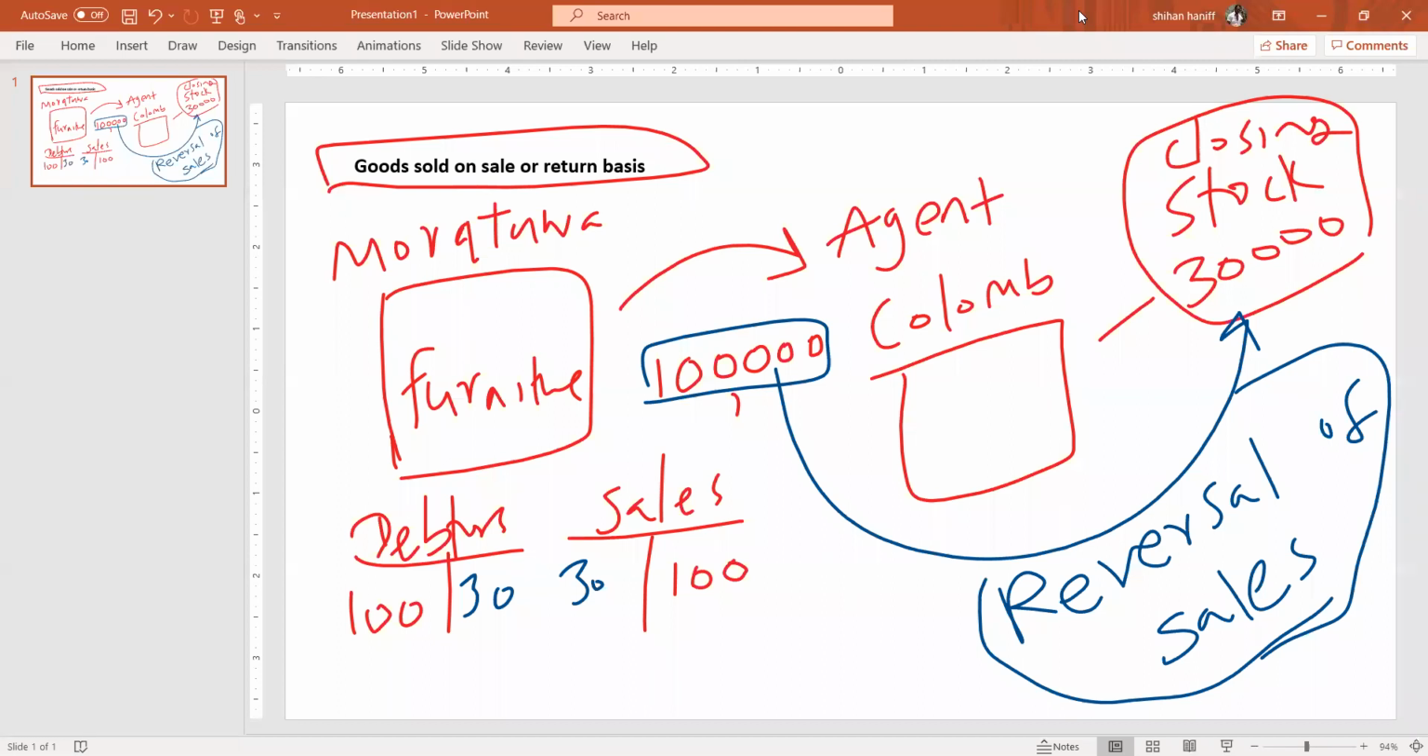This is called goods sold on sale or return basis. So the remaining closing stock can be given to another furniture shop on sale or return basis. Is it clear? And there are some more questions.